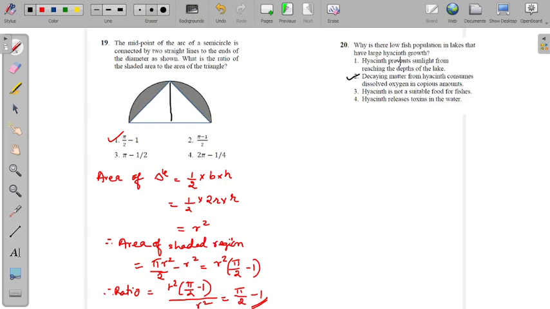Last question, why is there low fish population in lakes that have large hyacinth growth? The answer is simple. Decaying matter from hyacinth consumes dissolved oxygen in copious amounts. So there is less oxygen. Hence, the fish population will be less in such lakes.